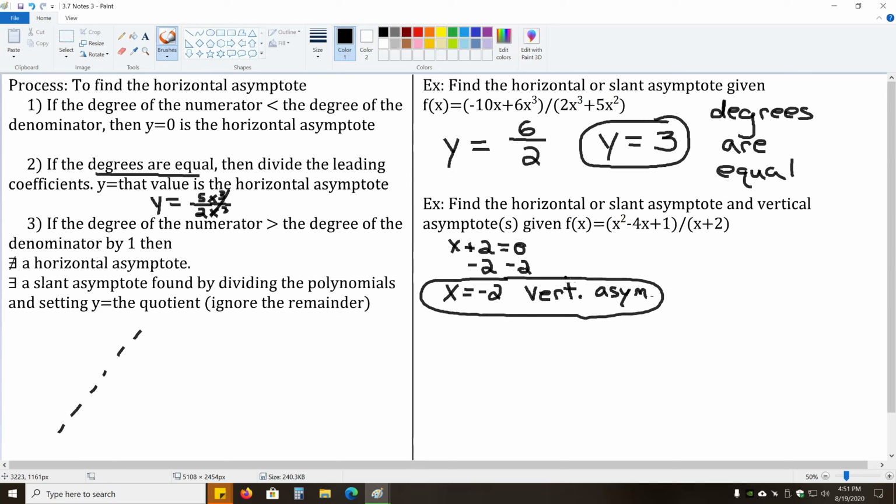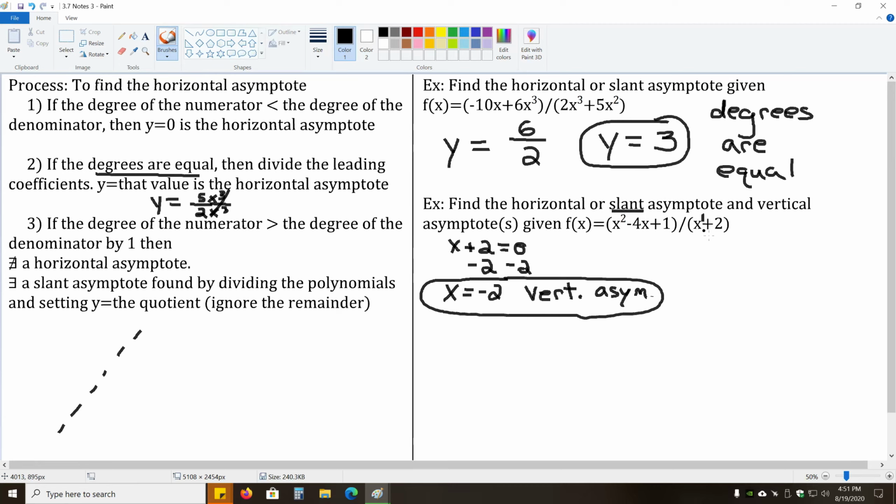And now that we've quickly gotten that one out of the way, we can focus on the horizontal or slant asymptote. And notice in this case, the degree of the numerator is 2, the degree of the denominator is 1, so the degree of the numerator is greater than the degree of the denominator by exactly 1. That means this has a slant asymptote, which we find by dividing. So we'll go ahead and use synthetic division here.